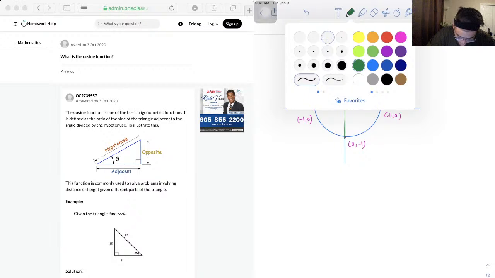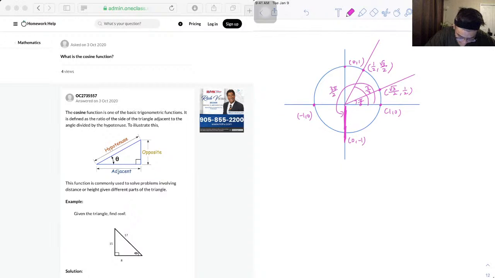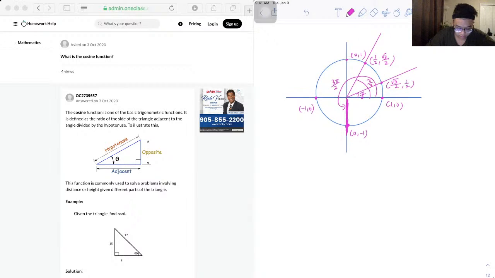Let me switch a color. So for here, our angle is going to be 3 pi over 2, and the coordinate of the point is just going to be (0, -1).